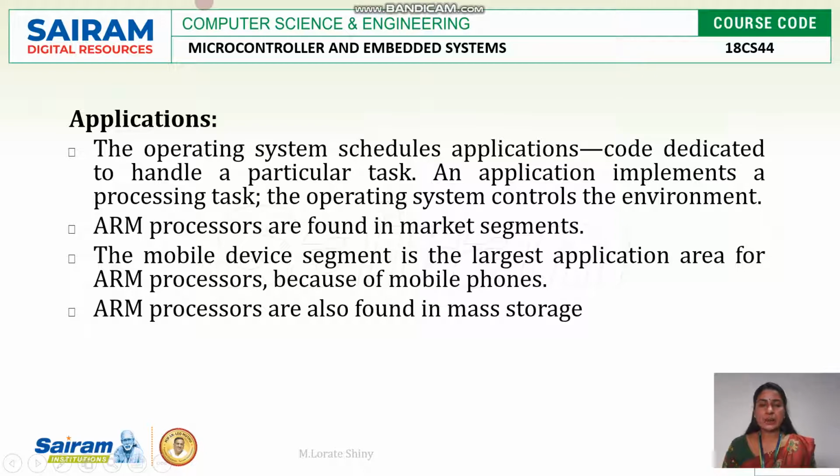Then application. Application is a set of code only. For each application we have a different set of code. Example, the application code which is used in an AC cannot be used in a washing machine, because in both applications the function is entirely different, no? So for each type of application we have a different set of application code. We can say many examples. ARM processor is used in market segments like networking, mobile phones, and in storage devices also we can use this ARM processor.